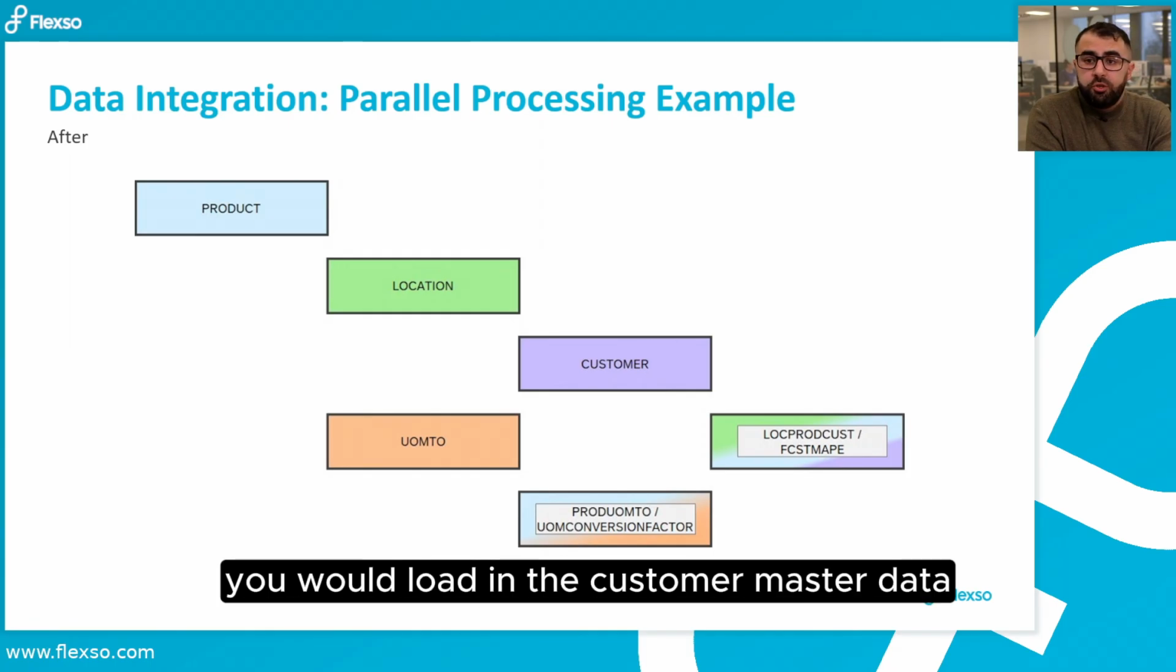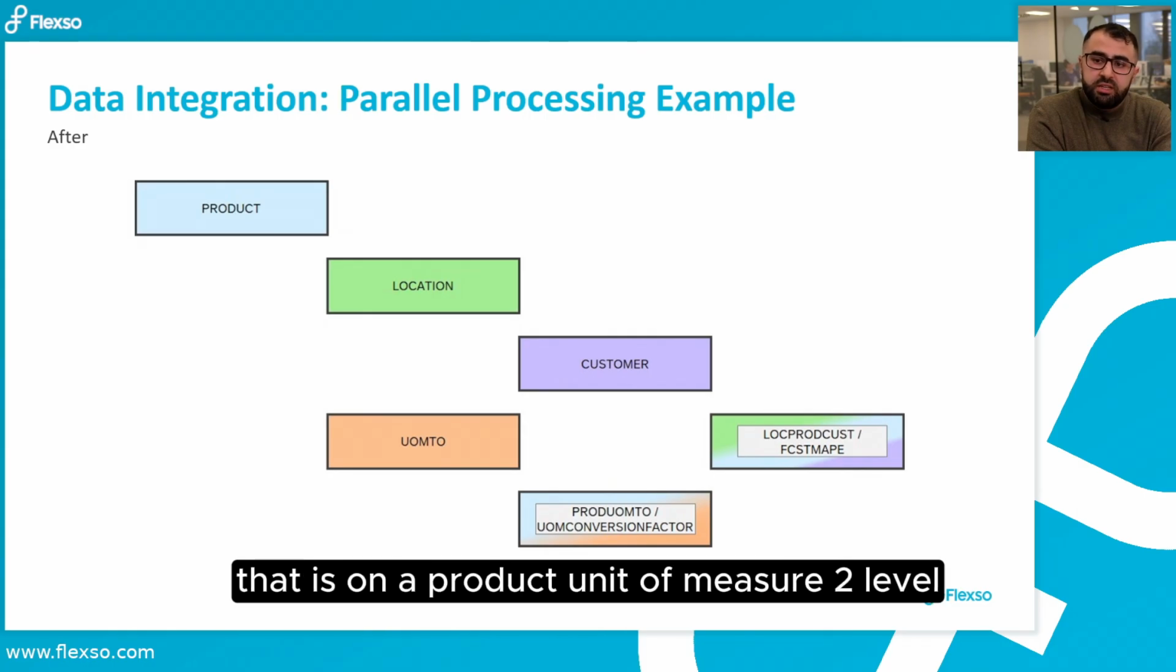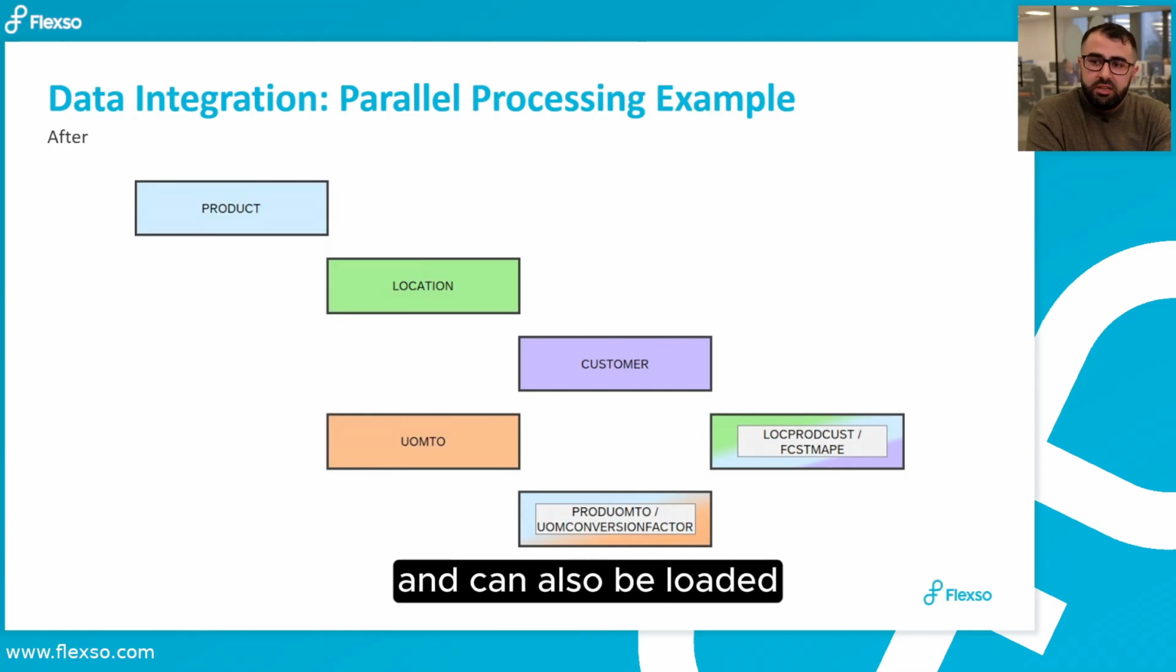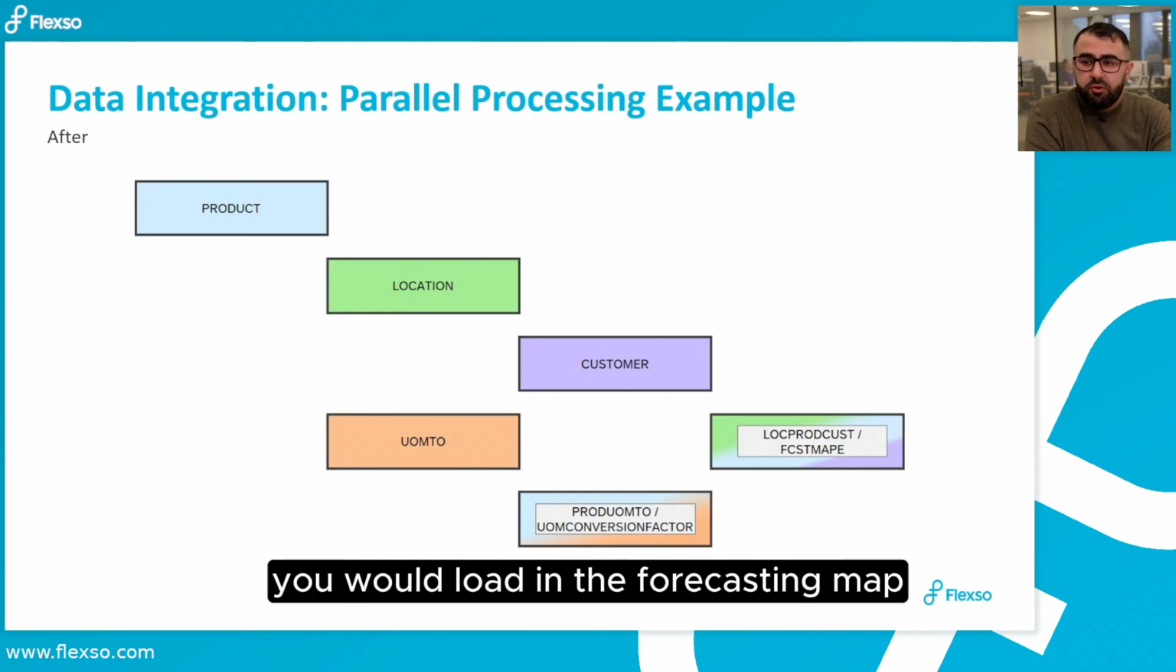Then in step 3, you would load in the customer master data and the unit of measure conversion factor that is on a product unit of measure 2 level. So these 2 are also completely separate and can also be loaded in parallel. Then in the last step, you would load in the forecasting mappe.